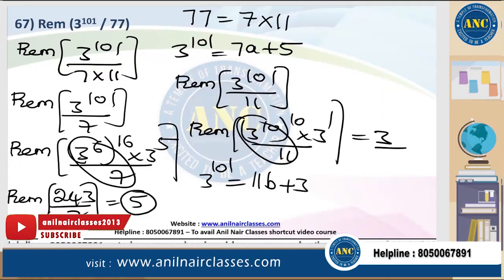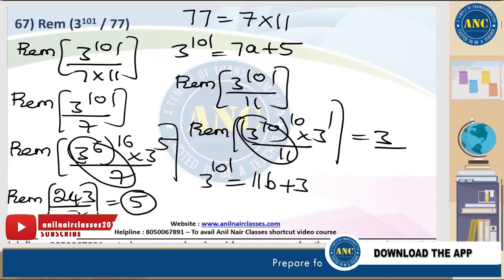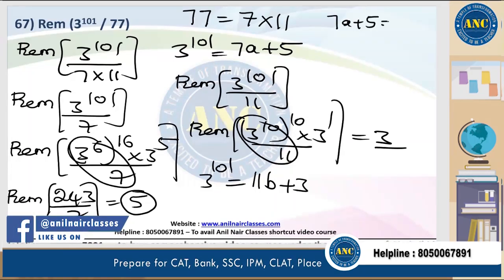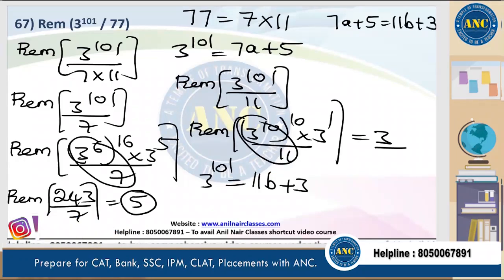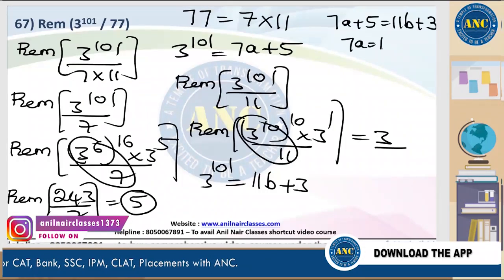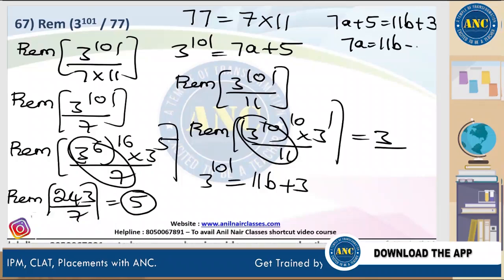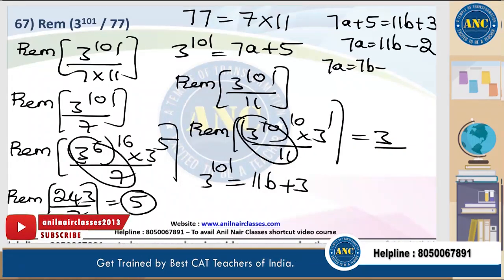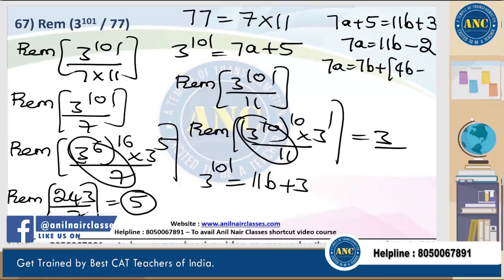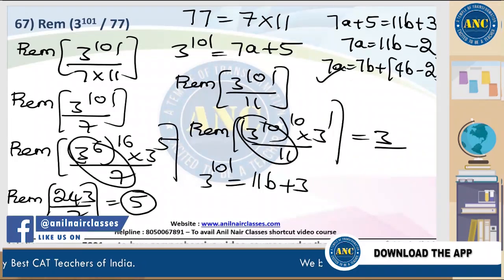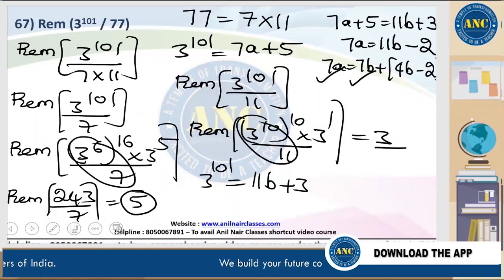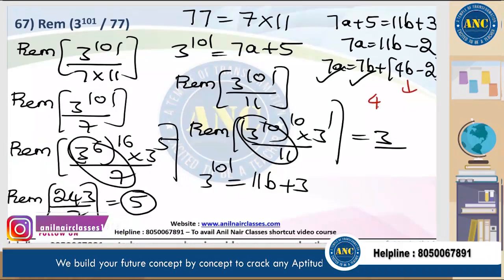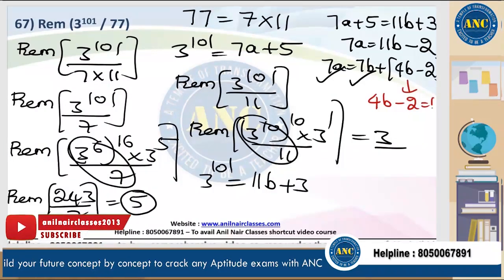Now here you can check answer options which are of the form 7a plus 5 and 11b plus 3. Otherwise, 7a plus 5 equivalent to 11b plus 3. 7a equivalent to 11b, and 5 comes to the right hand side, it is minus 2. 7a equivalent to 7b plus 4b minus 2. Divisible by 7, divisible by 7. 4b minus 2 should be divisible by 7. b should be an integer.